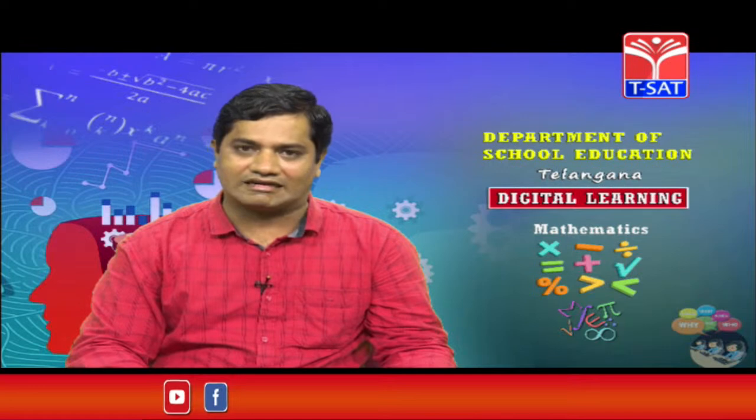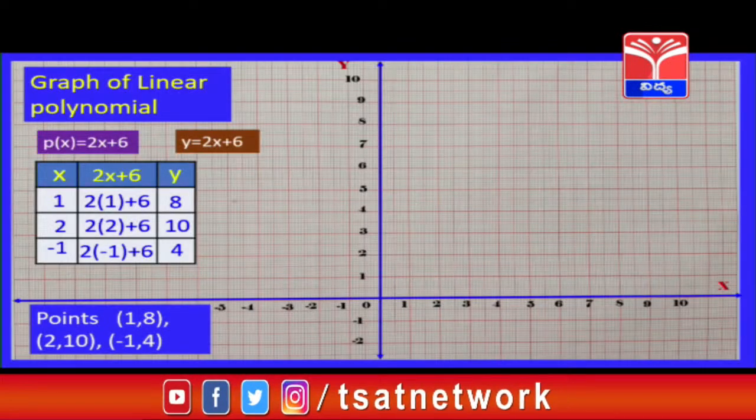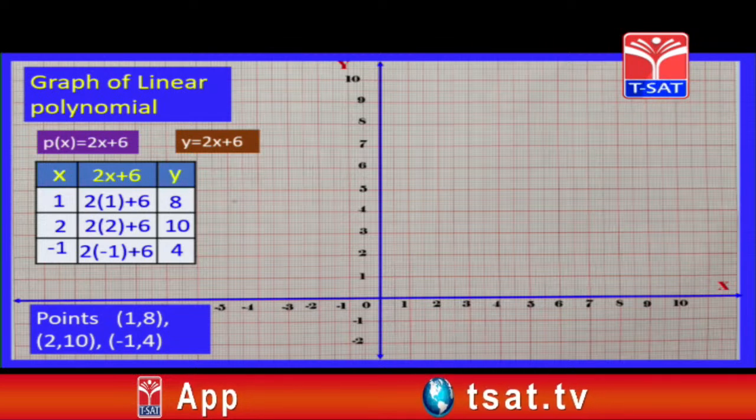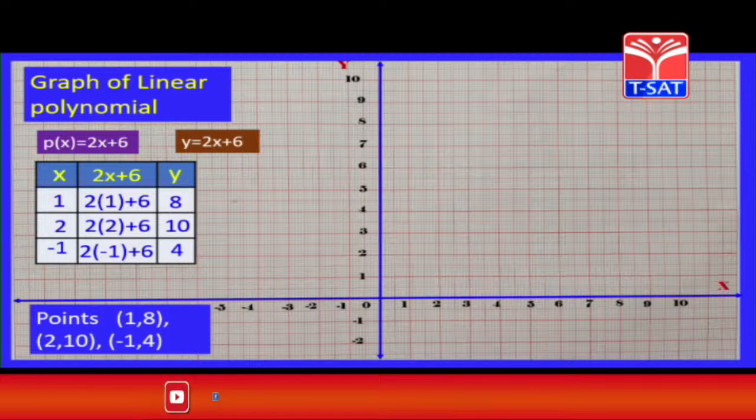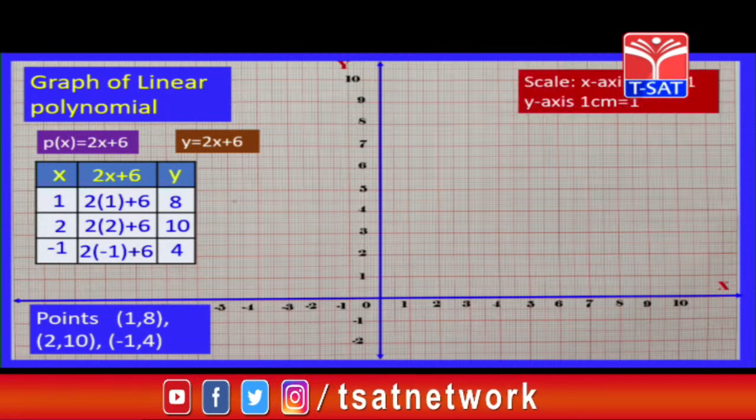Now I am taking one graph paper here. All of you observe this graph paper. Here, one vertical line and one horizontal line. The horizontal line is called the x-axis and the vertical line is called the y-axis. Now see the numbers on those 2 axes, how we have taken them here. That is called the scale.